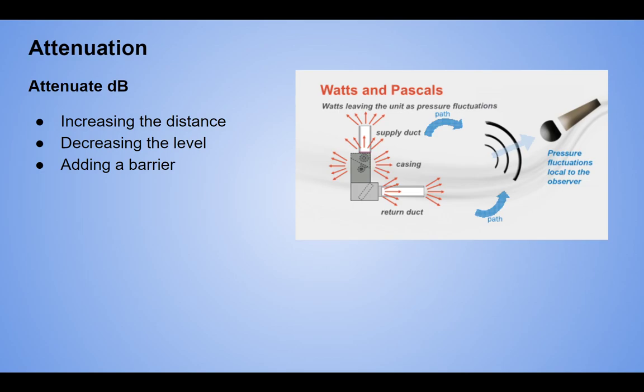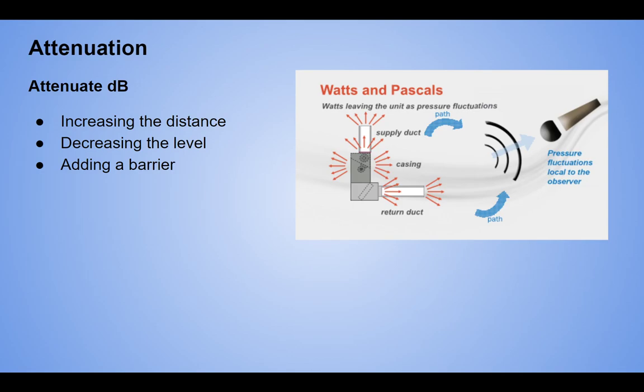So here's another example of the difference between power and pressure, so watts versus pascals. Power is coming out of the unit. Once it gets into the space, that's where we have the fluctuations caused by the power that this unit is putting off. So you've got basically three paths. You have the supply side, you have the return side, and then you have the casing radiation. So the casing are these two. And remember, if you're going to put a silencer or attenuator on, you want to put it as close to the unit as possible.